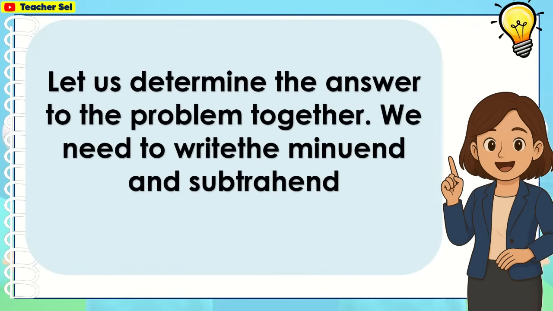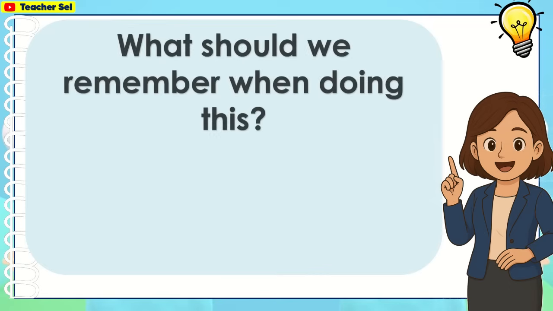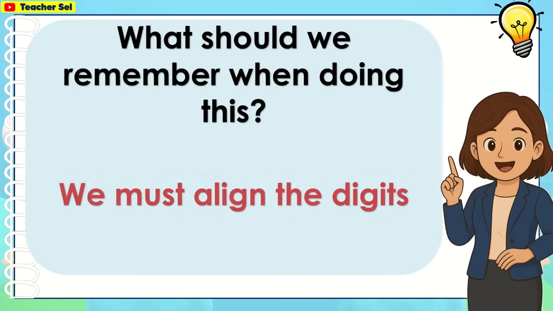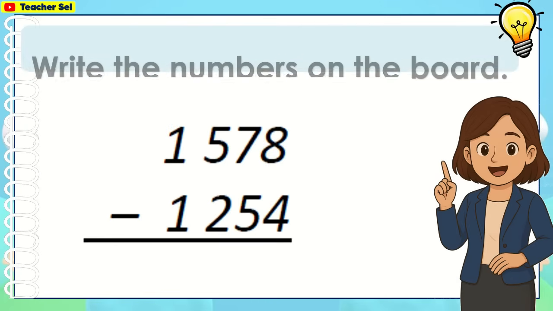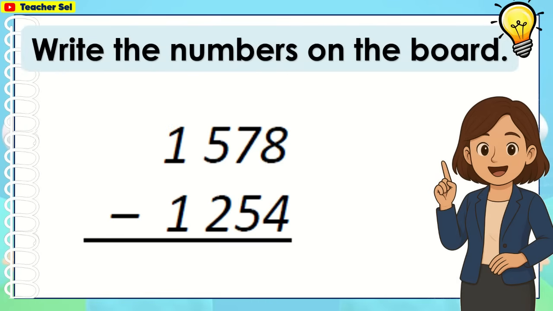Let us determine the answer to the problem together. We need to write the minuend and subtrahend vertically. What should we remember when doing this? We must align the digits according to their place value. Write the numbers on the board.